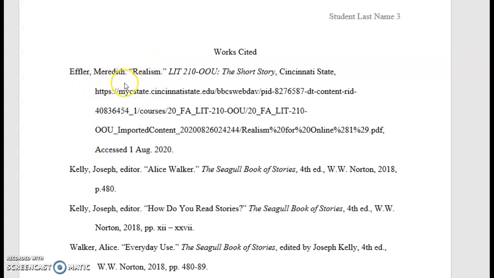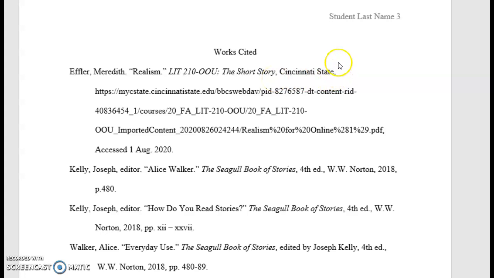Really similar to having the author, the title of the work that we're looking at. And then the publication information for this gets a little bit different because we're not looking at a textbook, we're looking at the course site. And so then we have the title of the course, which yes, includes your specific course number. And instead of just having these randomized letters and numbers, we also want to tell the reader that this course is called the short story.